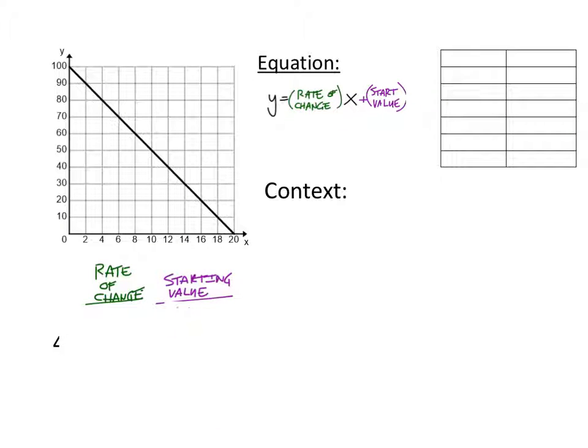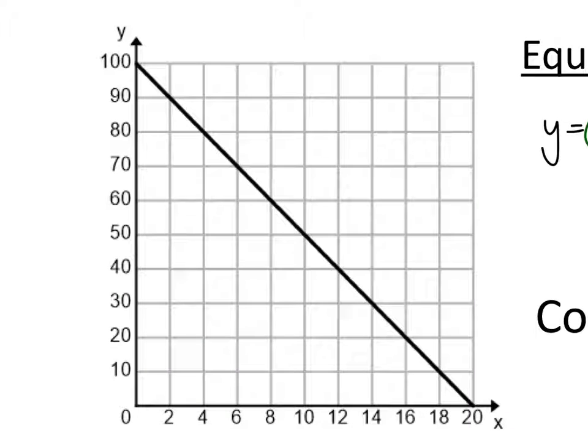For this one, they only give us the graph, so we've got to figure out the rest of this from that. And we can figure out just from the graph. Let's take a closer look here. On the graph, we can see that the starting value, or the y-intercept, is right here, where the line crosses the y-axis, and that is at 0, 100. Now that's going to help us with the equation as our starting value right there.